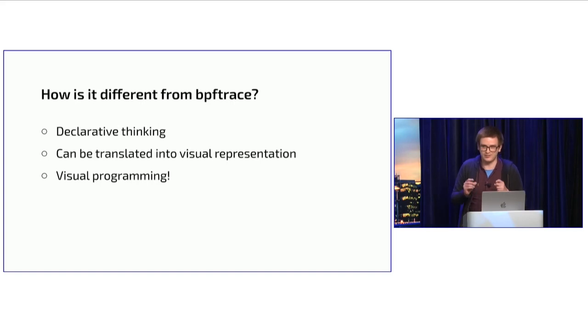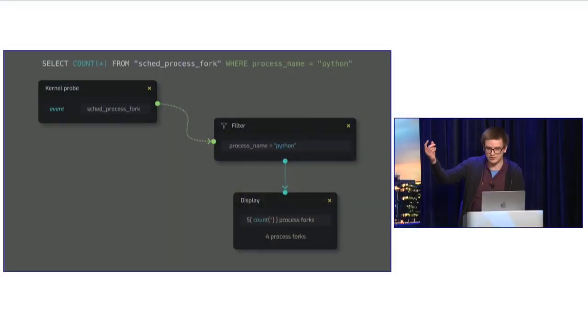But the interesting thing is that declarative languages lend themselves very nicely to be translated into a more visual representation, so we can try to use it for visual programming. So how it might look is roughly like this. You can see that we have taken the same exact query and broken it down into a data flow, which you can think about as a sort of Unix pipes, right?